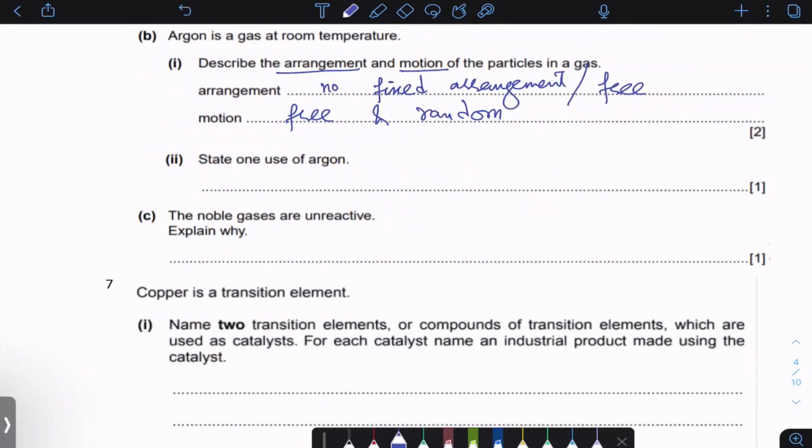State one use of argon. Come on. I told you two uses of argon, sorry, two uses. What are those? Argon is used in making light bulbs. Well done. And argon is used in manufacturing steel. Well done. Yes, very good.